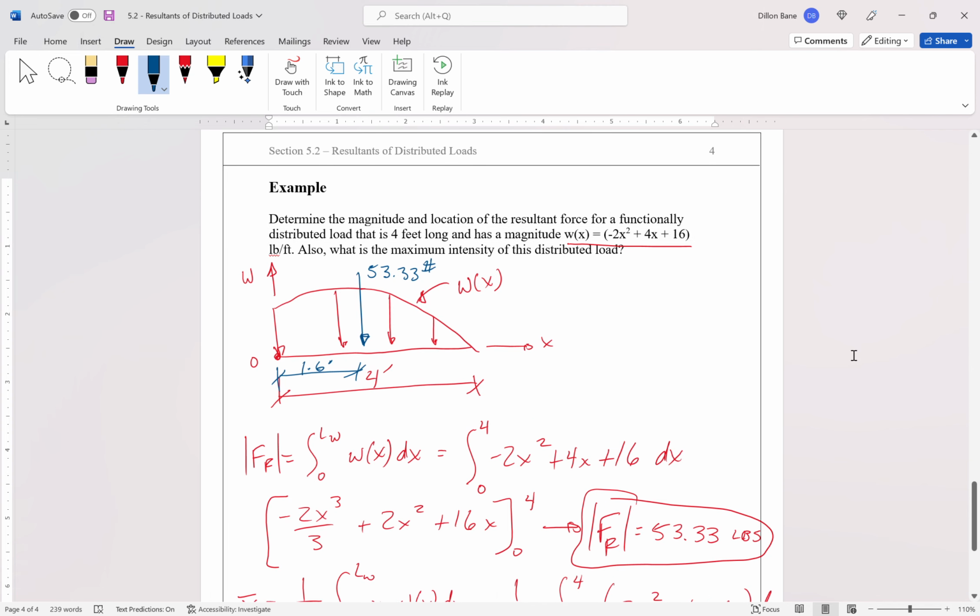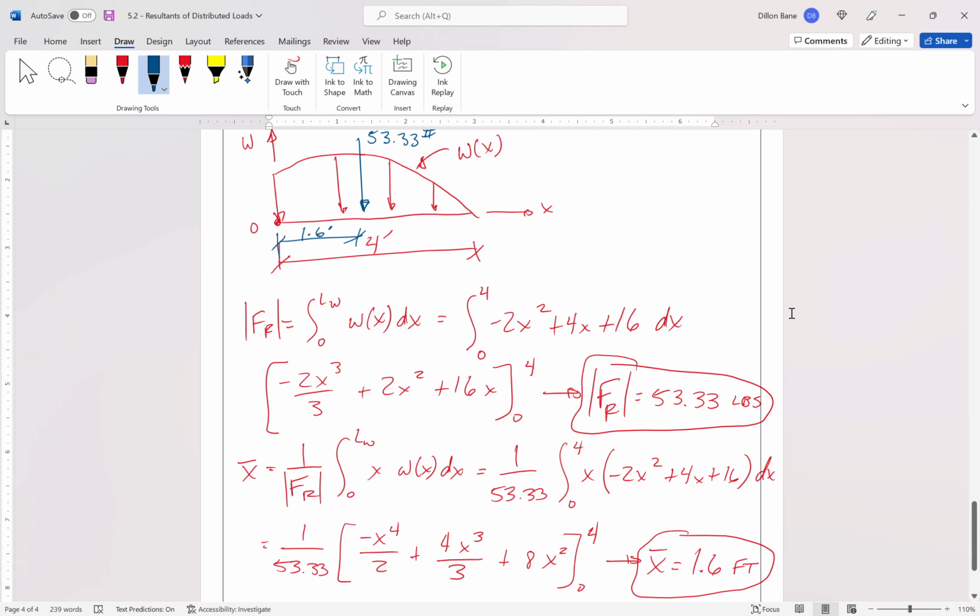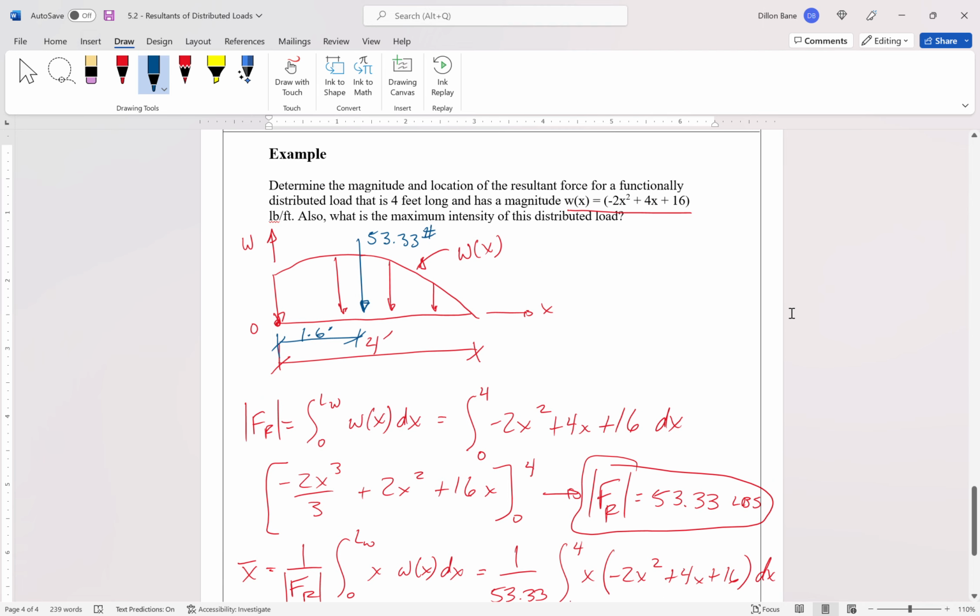It's going to have the same static effect as the distributed load, right? So you can take this functional load, do this trick with it, and come up with a single point load. From here on out, everything will become a whole lot easier. So that's it. That's the magnitude of FR. That's the location of it.